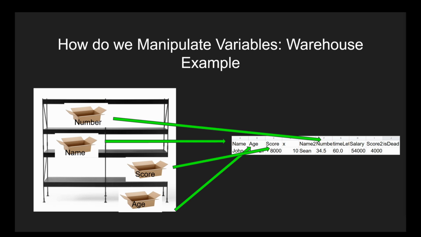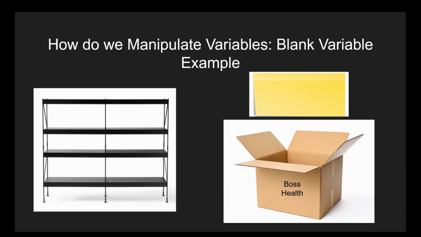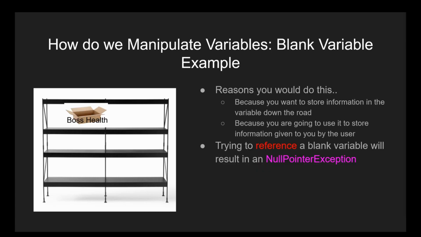Another thing to note really quickly is that you can actually make a variable without putting information inside of it. This would be like if you built a new cardboard box, gave it a label with a Sharpie, but just didn't put information inside of it. You are simply saving that space in your warehouse for later. This can be because you want to store the information in it later down the road, or because you are going to use it to store information given to you by the user, in which case you can't give it information since you don't know what the user will input.